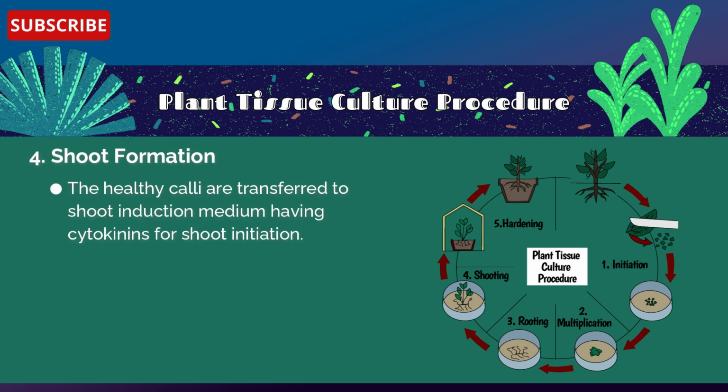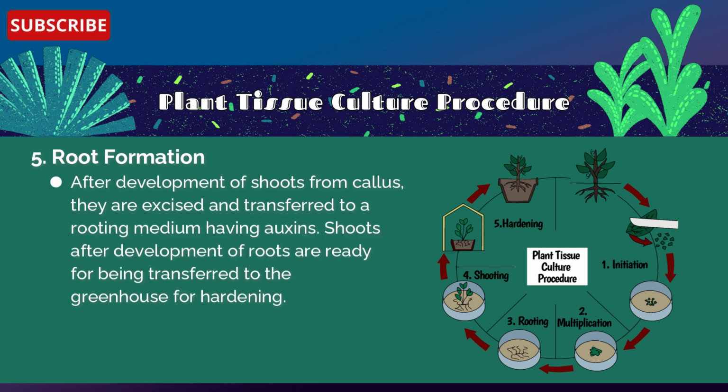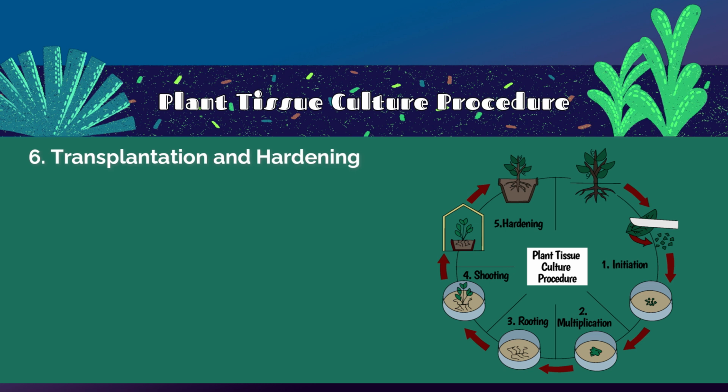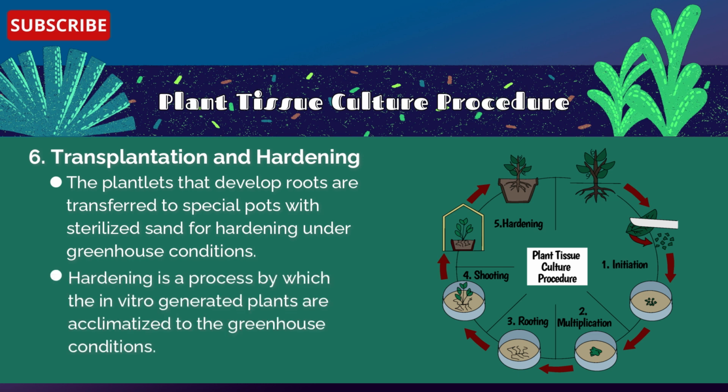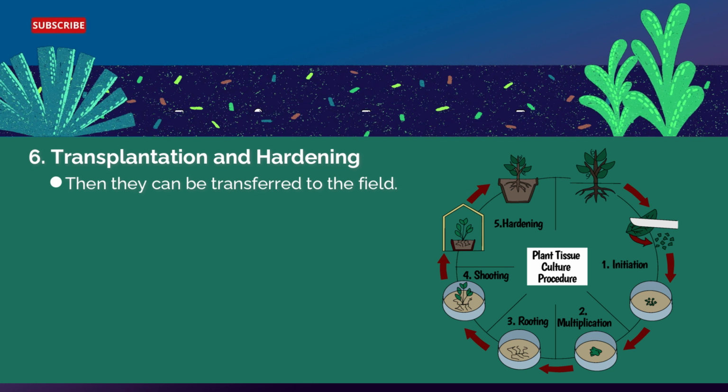For the shoot formation, the healthy callus is transferred to shoot induction medium having cytokinin for shoot initiation, whereas for root formation, after development of shoots from callus, they are excised and transferred to a rooting medium having auxins. Shoots after development of roots are ready for being transferred to the greenhouse for hardening. Step 4. Transplantation and hardening. The plantlets that develop roots are transferred to special pots with sterilized sand for hardening under greenhouse conditions. Hardening is a process by which the in vitro generated plants are acclimatized to greenhouse conditions. Then they can be transferred to the field.